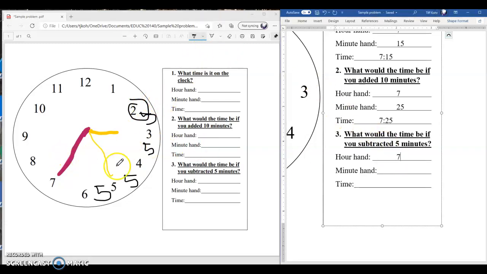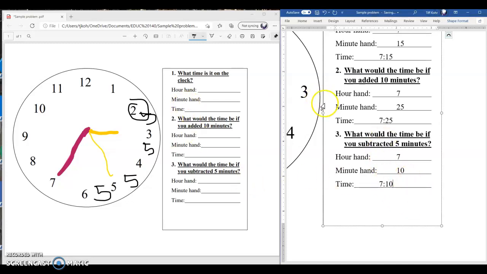Again, our hour hand did not change, so that remains the same. Our time then goes to 10 minutes, and we have to add them together to make the whole time. 7 hours and 10 minutes.